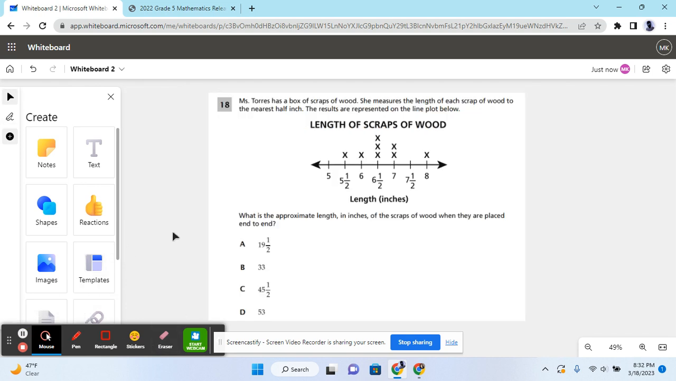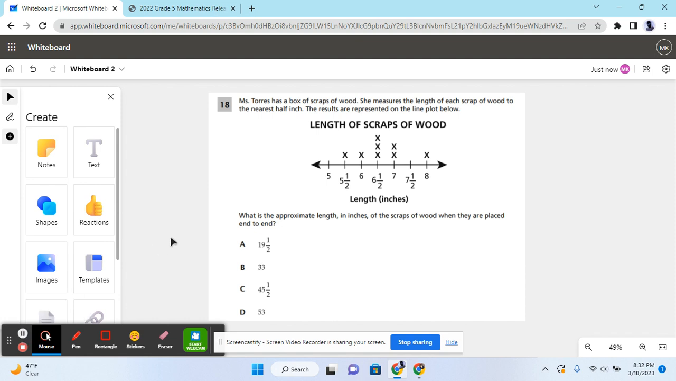For question 18, it says, Miss Torres has a box of scraps of wood. She measures the length of each scrap of wood to the nearest half inch. The results are represented on the line plot below. What is the approximate length in inches of the scraps of wood when they are placed end to end?